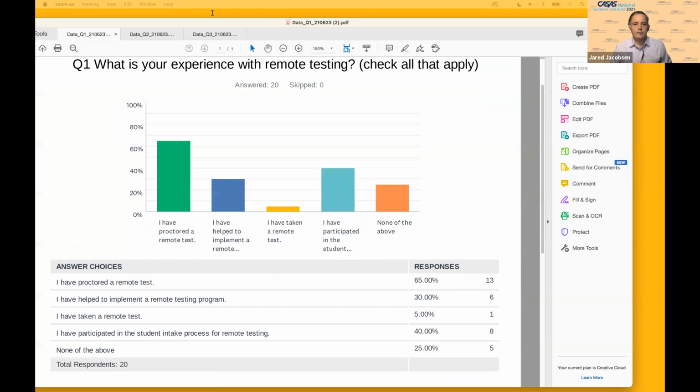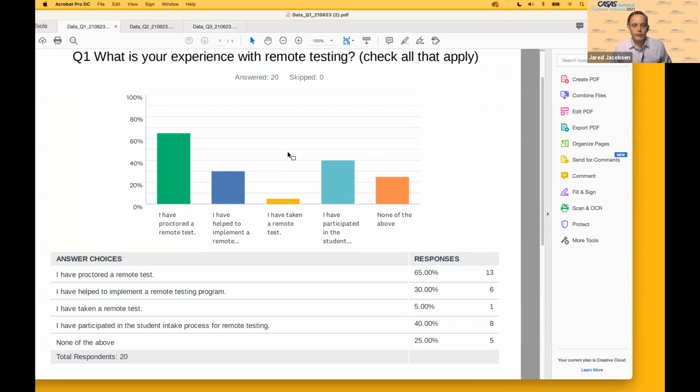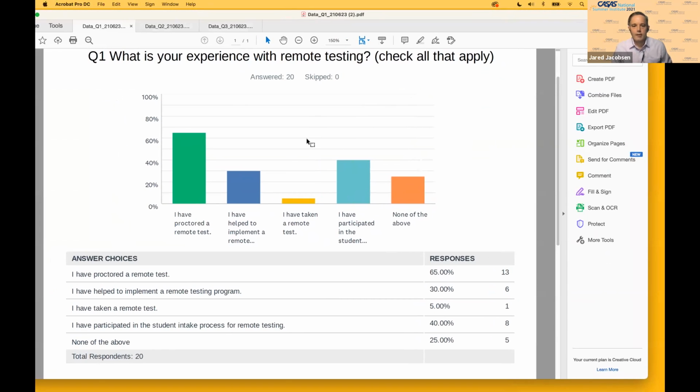First, I wanted to share the results of the poll we just did, and look at our attendees and their experience with remote testing. Question 1 in the poll was, what is your experience with remote testing? We can see that 65% of you have proctored a remote test, 30% have helped to implement a remote testing program, and 40% participated in the student intake process for remote testing. And 1 has taken a remote test. So good, we have good representation.